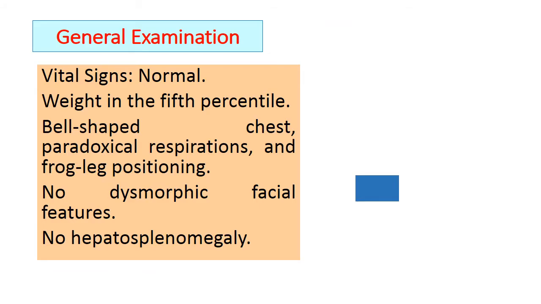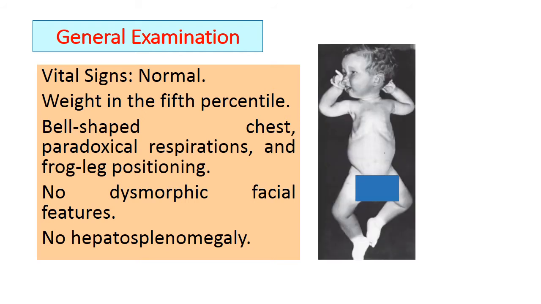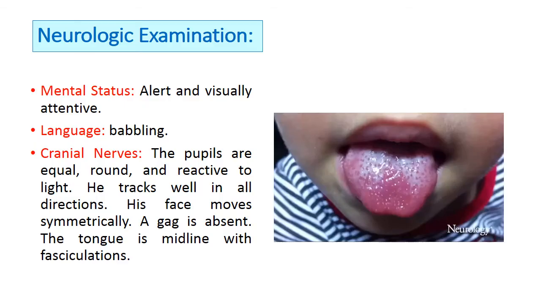The general examination, his vital signs were normal. His weight is below the 5th percentile. He has a bell-shaped chest, paradoxical respiration, and frog-leg position. There are no dysmorphic facial features.